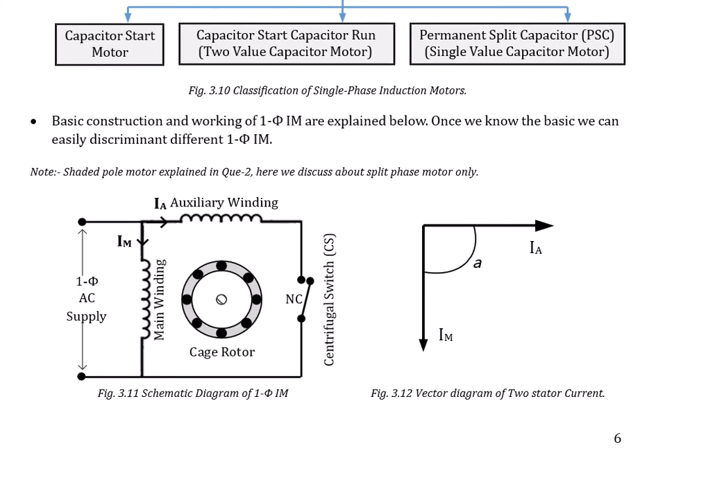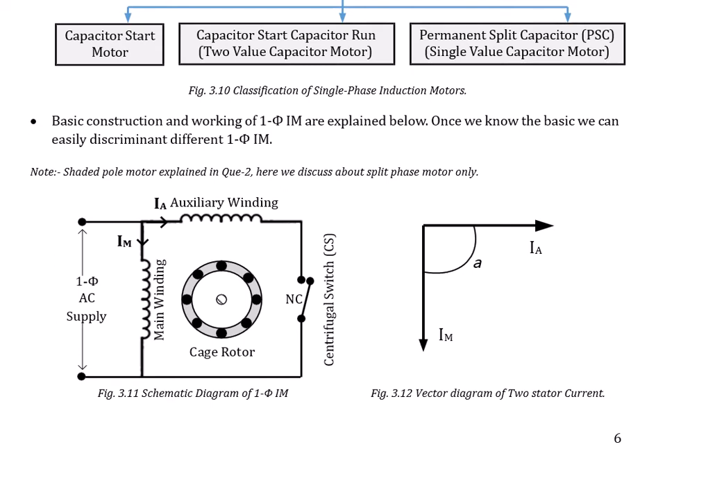This is the basic construction and working of the single phase induction motor, explained below. In figure 3.11 you can see that there are two windings: one is the main winding and the other is the auxiliary winding. We also have a centrifugal switch. In the previous lecture I already explained the use of the centrifugal switch and why it is necessary in a single phase induction motor.